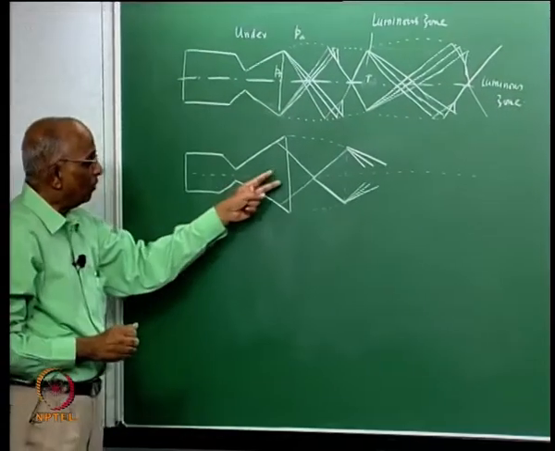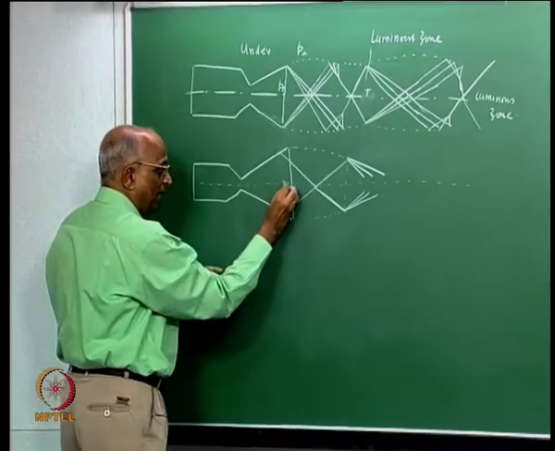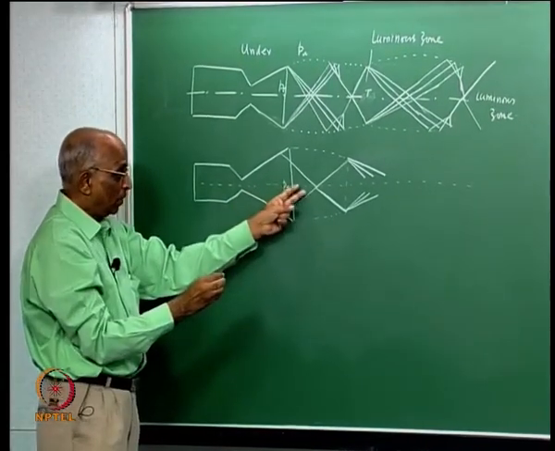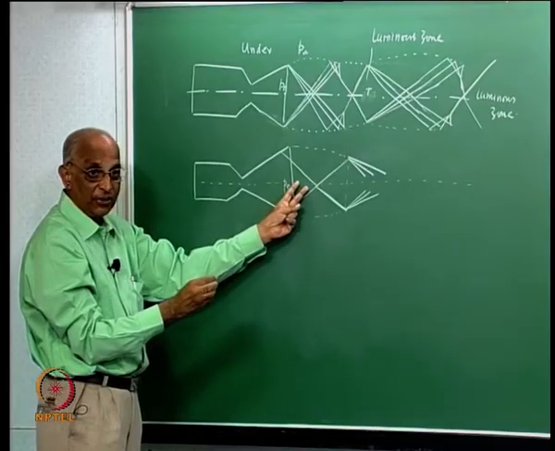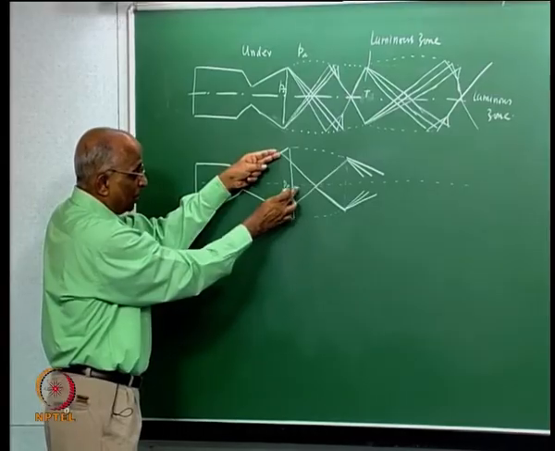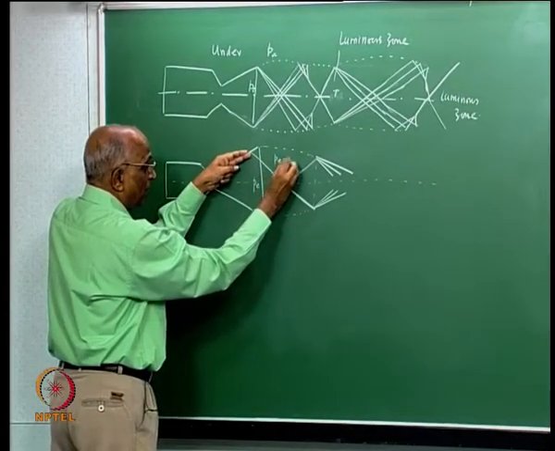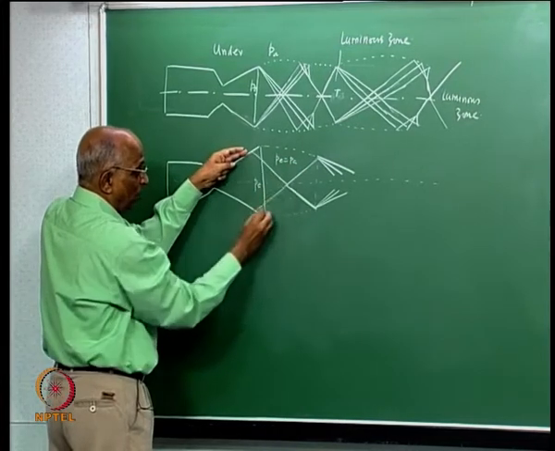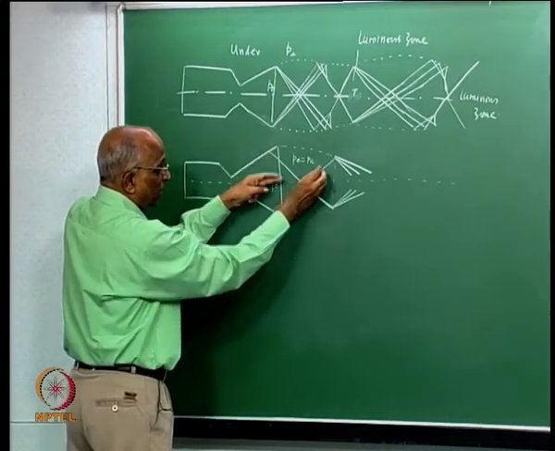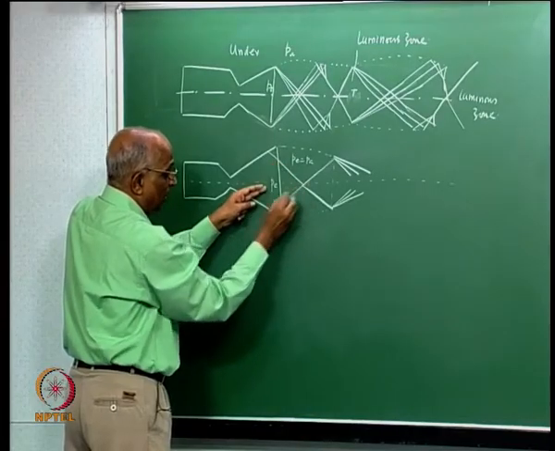Similarly, if I have an overexpanded nozzle, the value of pressure at the exit is lower in this case than the ambient pressure. Therefore, I form something like a shock wave which matches the pressure, and to get the value of PE equal to PA, I have an oblique shock wave, and these oblique shock waves continue to interact.